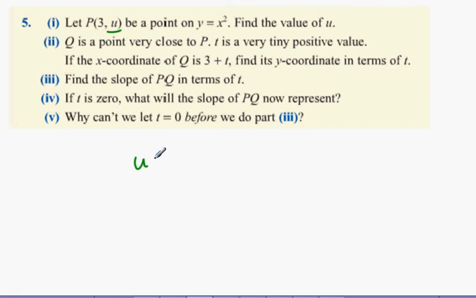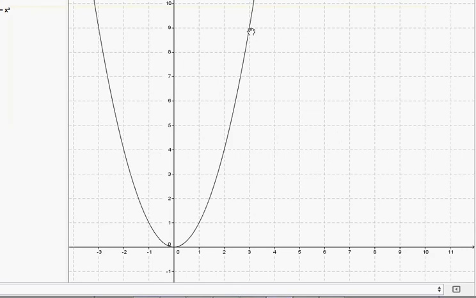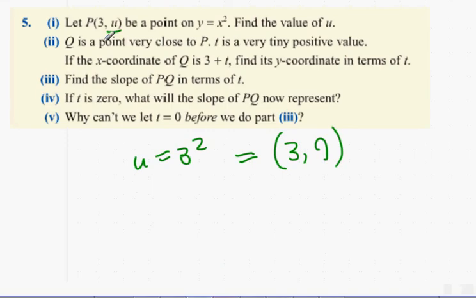U is the output. U therefore equals 3 squared, this equals the point (3, 9). We know that (3, 9) is on this graph. There it is there, (3, 9). Okay, moving on. Q is a point very close to P. T is a very tiny possible value. If the x coordinate of Q is 3 plus T, find its y coordinate.